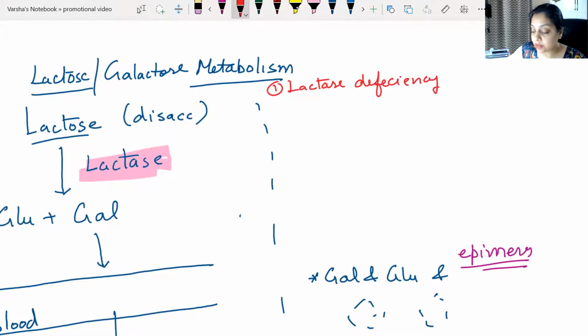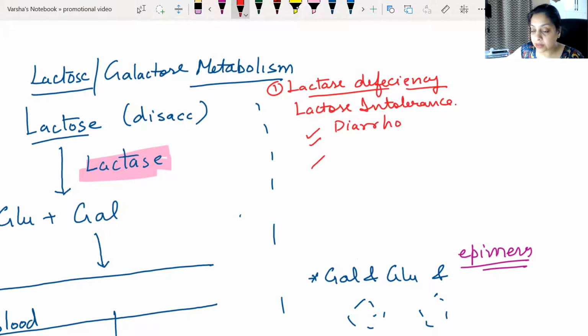Lactase deficiency, right? And what we have seen in the question, the baby had the milk and started throwing up. Lactose intolerance. We call it a lactose intolerant baby. And what will be the basic clinical symptoms? Diarrhea, bloating, cramps. These will be seen, right?